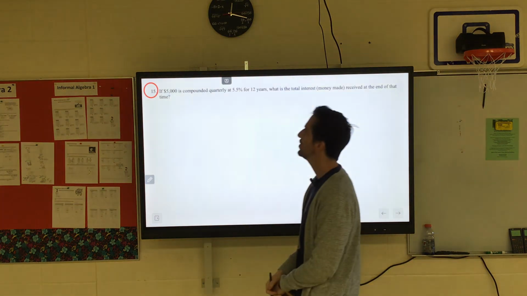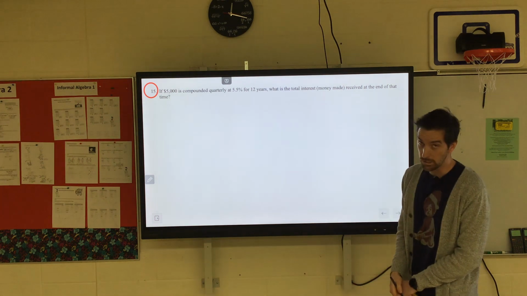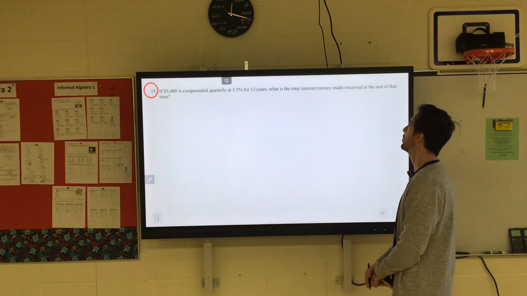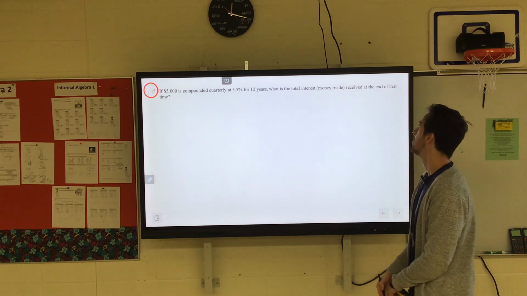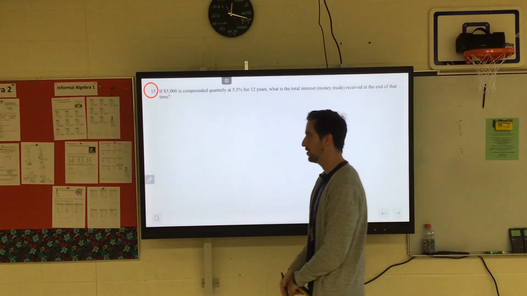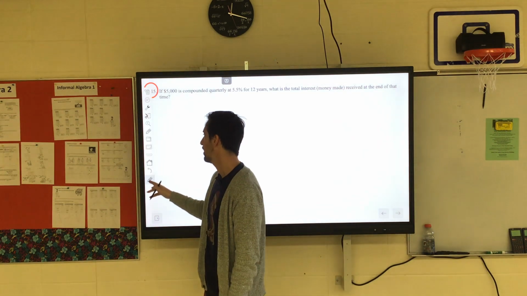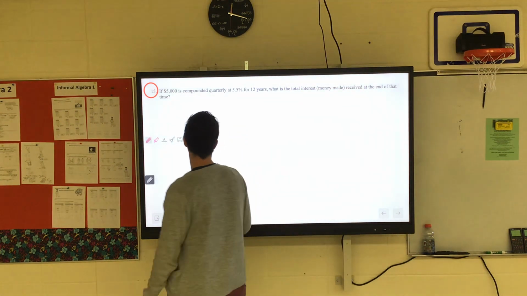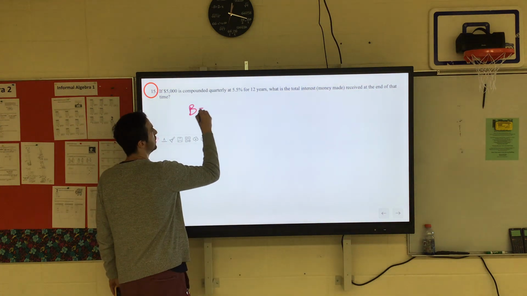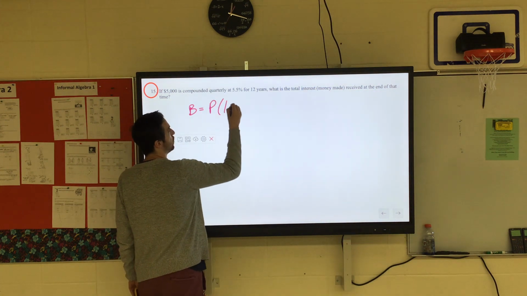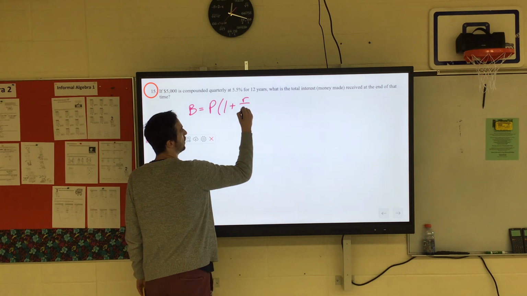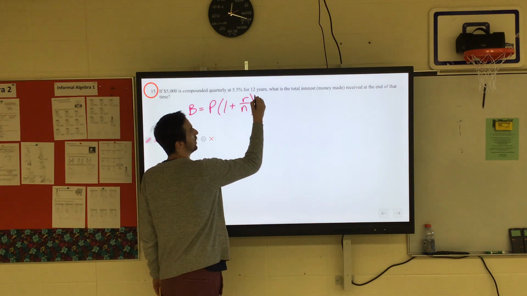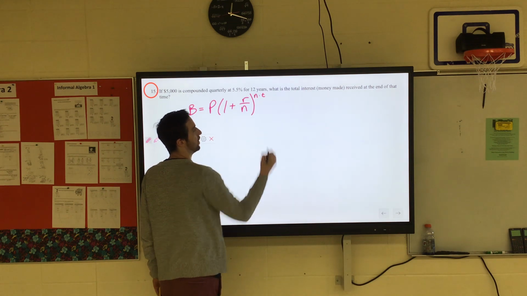If $5,000 is compounded quarterly at 5.5% for 12 years, what's the total interest, money made, received at the end of that time? So it didn't say compounded continuously, it said compounded quarterly. So we have to use the formula where balance equals principal times 1 plus your rate divided by the number of times it's compounded, and then the exponent is that number of times it's compounded times the time.